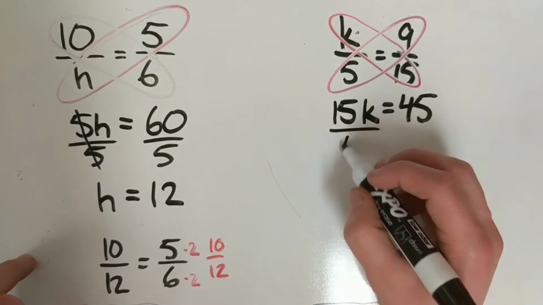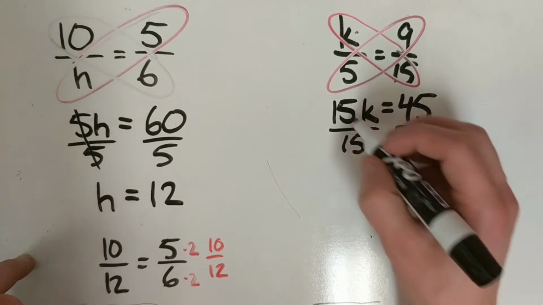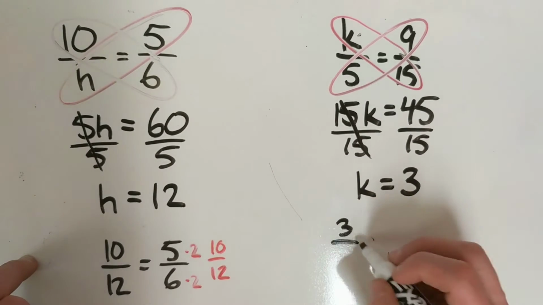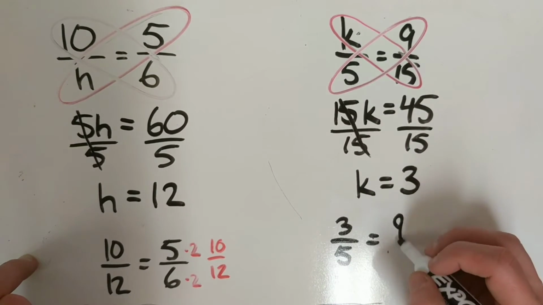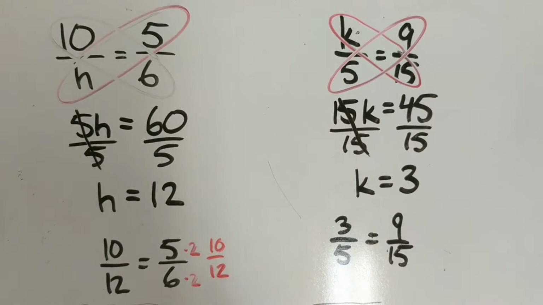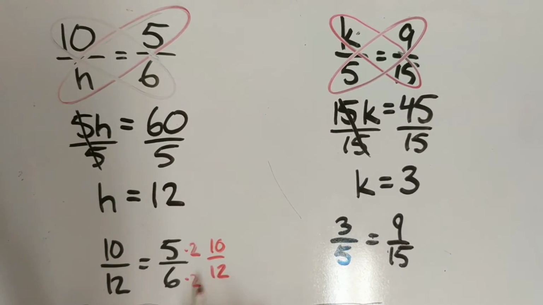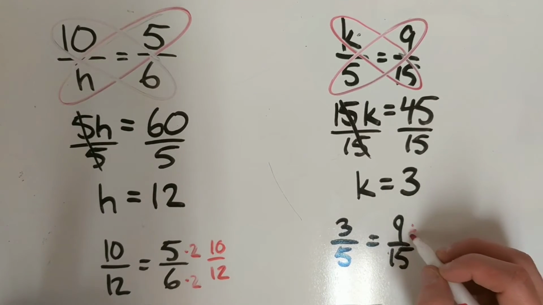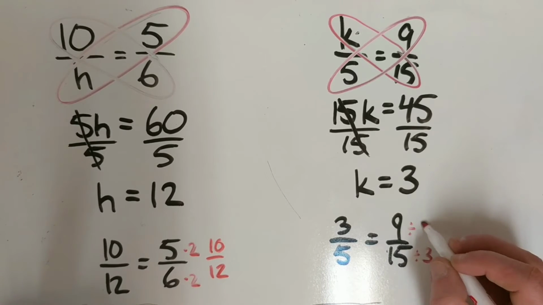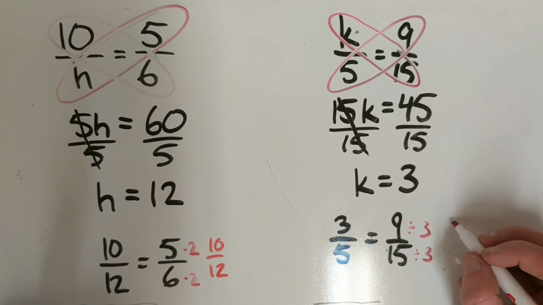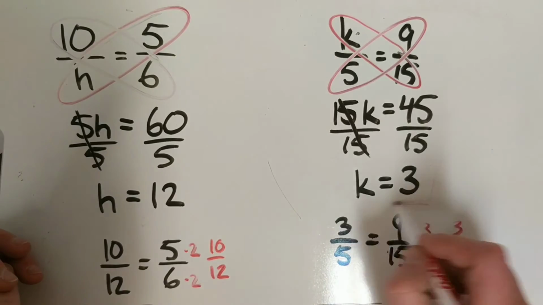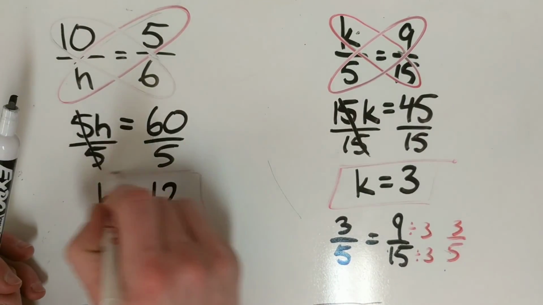To isolate k, we're going to divide by 15 on both sides. K then equals 3. And again, if we plug it back in, 3 over 5 is equal to 9 over 15. Does this make sense? Well, instead of multiplying this one to see if it becomes the same as the other and it's equivalent, we're going to simplify this one instead. Let's see if it makes sense. If we divide them both by 3 and simplify, that would get us 3/5. You know what? In this case, yes, those are equivalent. This is the correct value in this proportion. So k equals 3. Here, h equals 12.